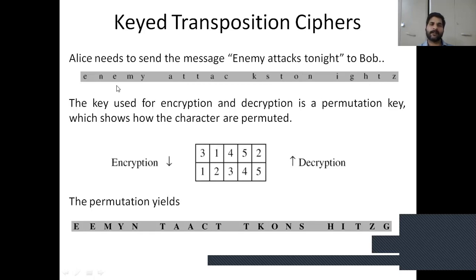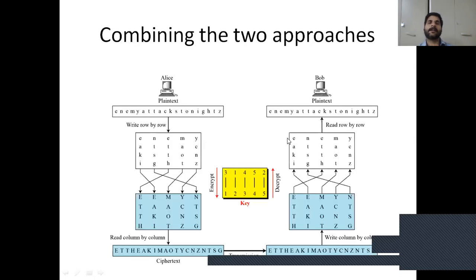So the third column is E, and next is the letter EMYN. Combining the two approaches: write row by row. Alice writes the plain text row by row, giving EAKINTCHMAOTYC and Z.